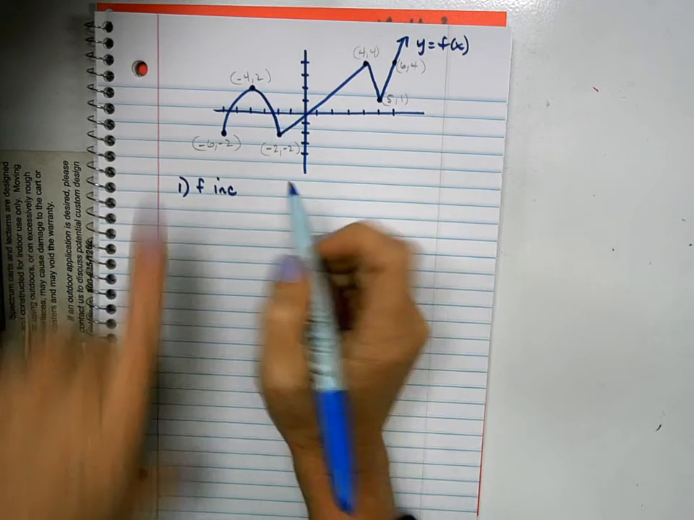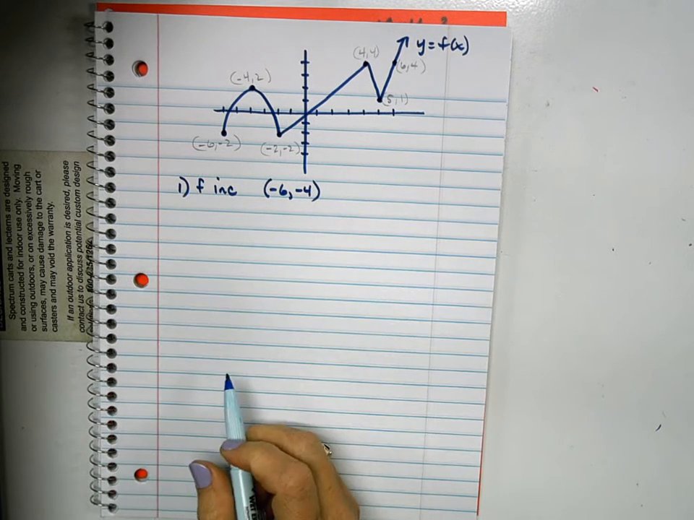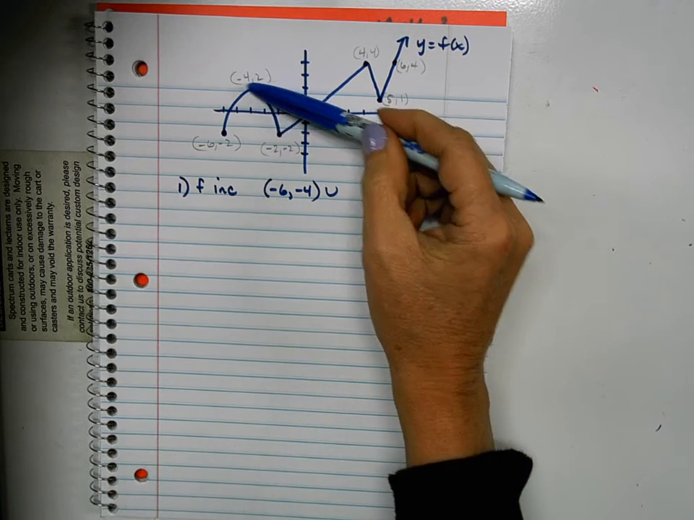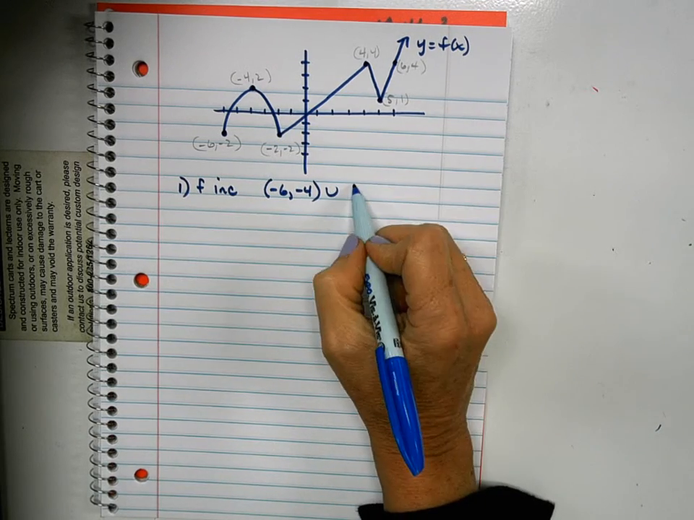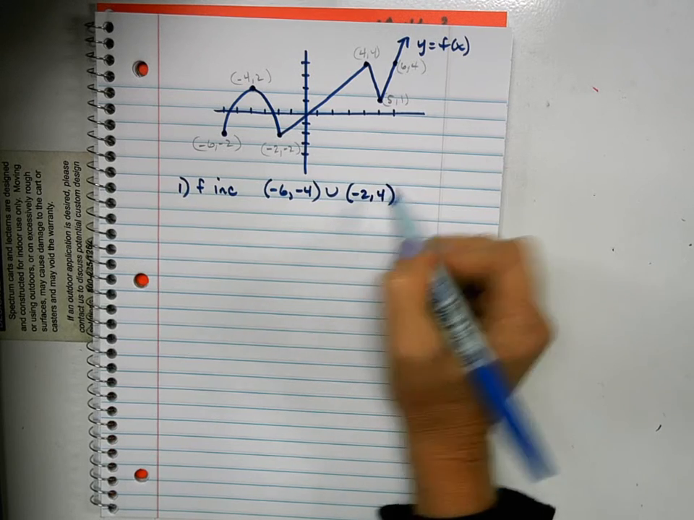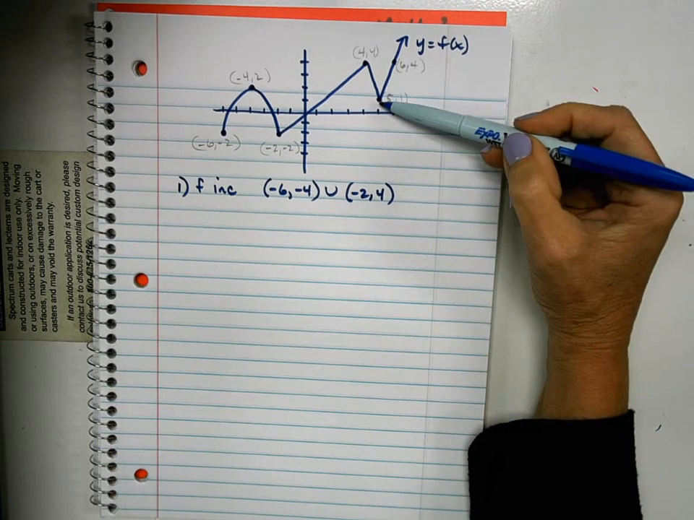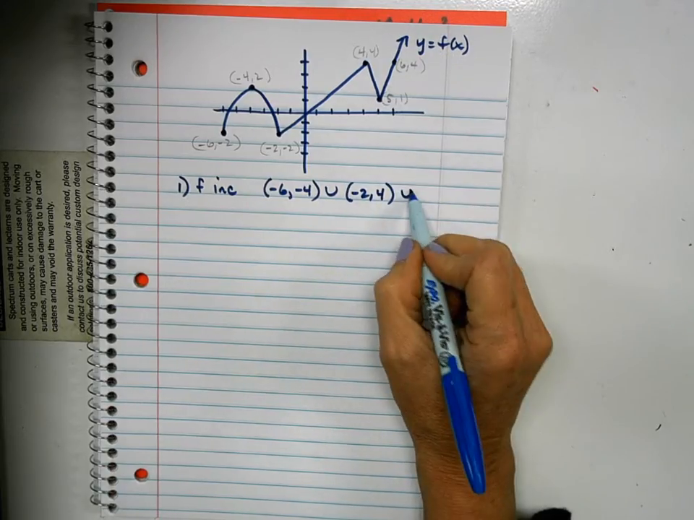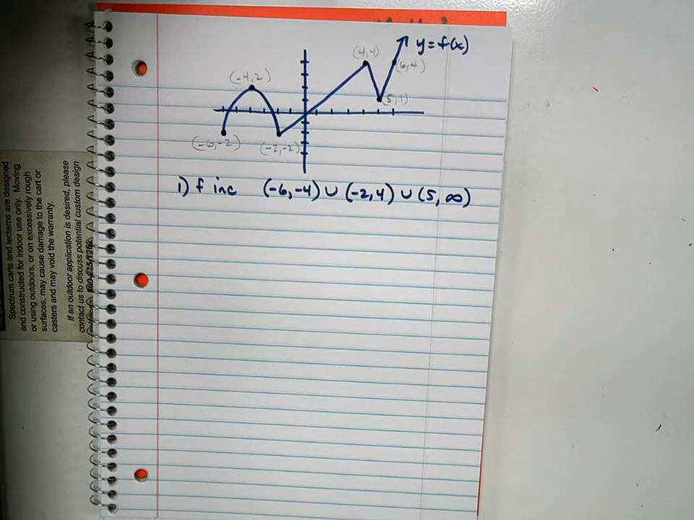Okay, so I'm going to write the interval -6 to -4. There's more, right? So I'm going to put the union symbol. -4 to -2, no. But here, right? -2 to 4, it's going up. Here it went up. Not here, but here it did. Now how am I going to write this one? 5 to infinity, right? It just keeps going on and on and on forever. Okay, so that's where it's going up.